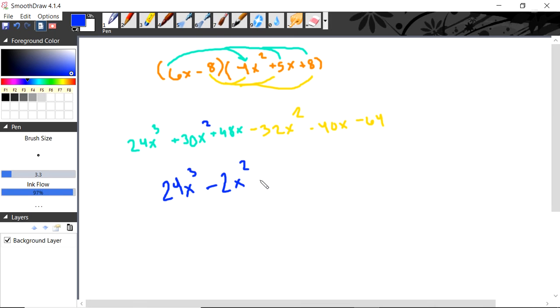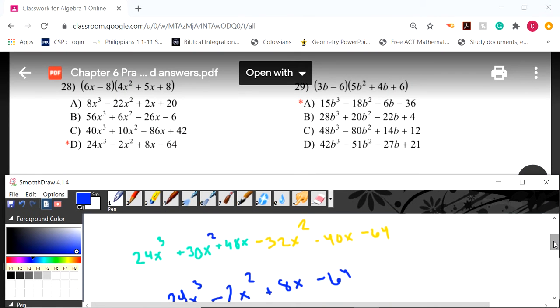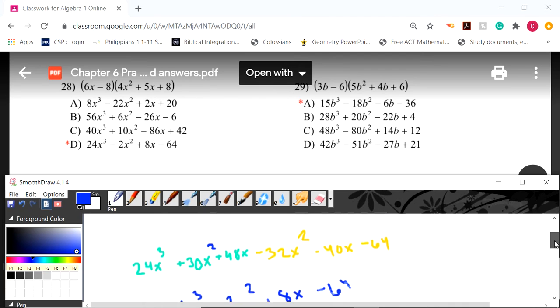48x minus 40x is positive 8x. And then you just got the negative 64. And then hopefully this is the answer and I didn't mess up somewhere else. So let's see here. 24x cubed minus 2x squared plus 8x minus 64. That's the answer.